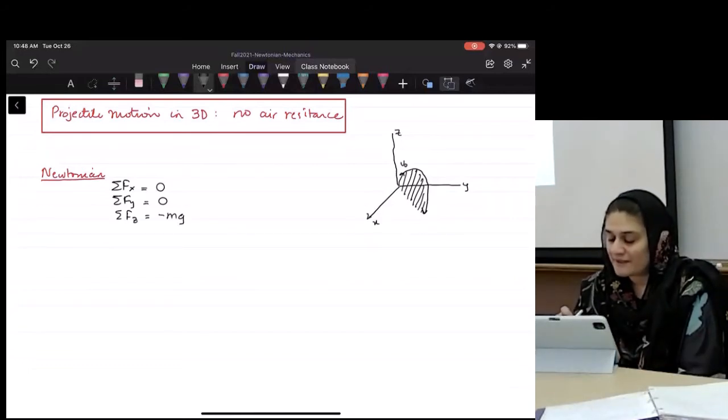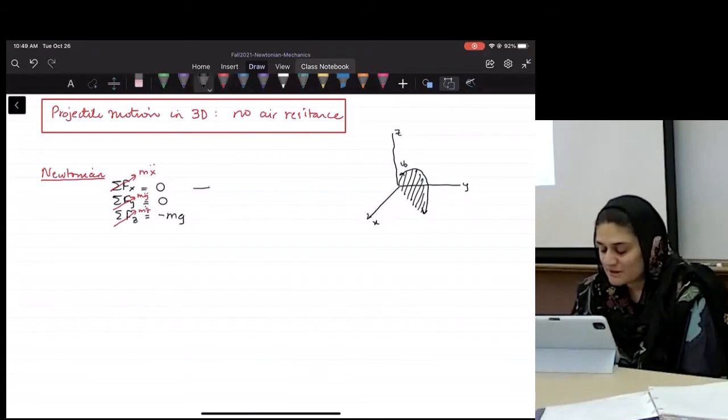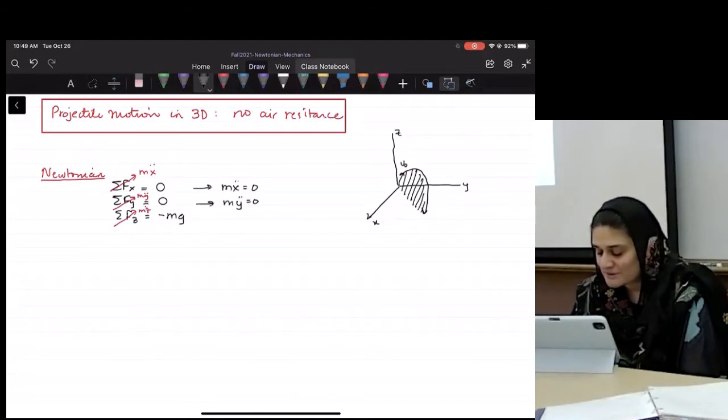What is sigma Fx? m x double dot. What is sigma Fy? m y double dot. And sigma Fz, m z double dot. So then this gives me m x double dot equals 0. This gives me m y double dot equals 0. And this gives me m z double dot plus mg equals 0.